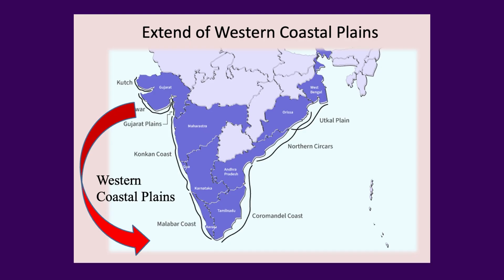Next, we will explore the western coastal plains of India. Stretching from Gujarat in the north to Kerala in the south, this region runs between the Arabian Sea and the Western Ghats, offering a diverse and significant geographical landscape.